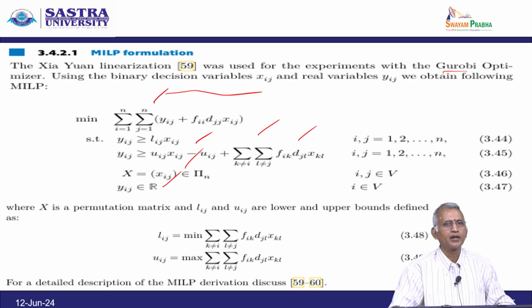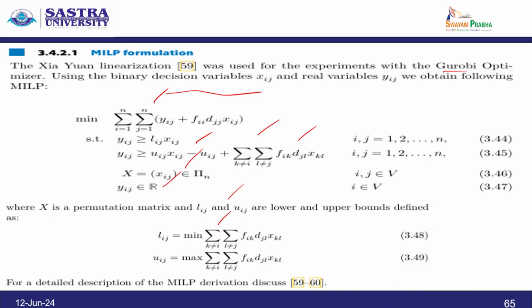So, where x is a permutation matrix and l_ij and u_ij are the lower and upper bounds, and l_ij is a minimum of summation k not equal to i and summation l not equal to j of f_ik into d_jl into x_kl, and u_ij equal to maximum of summation k not equal to i, summation l not equal to j of f_ik into d_jl into x_kl. So, for details, the MILP derivation is discussed elsewhere.